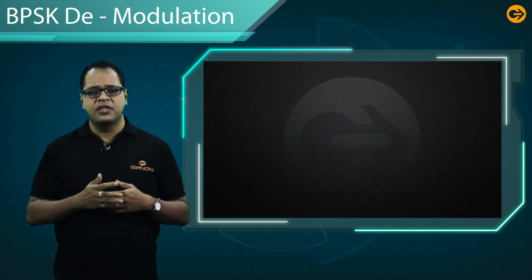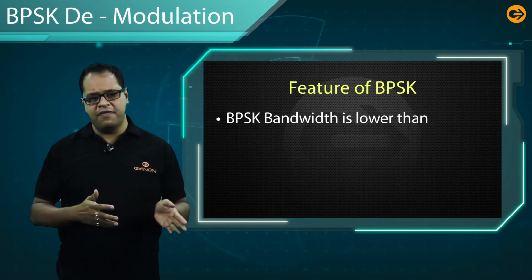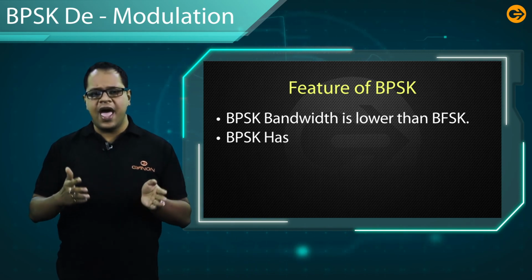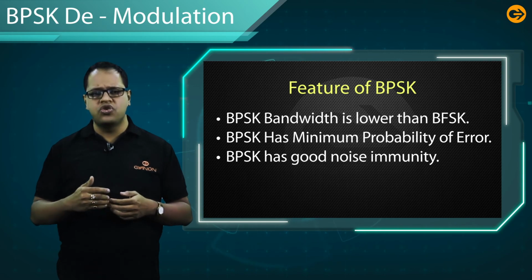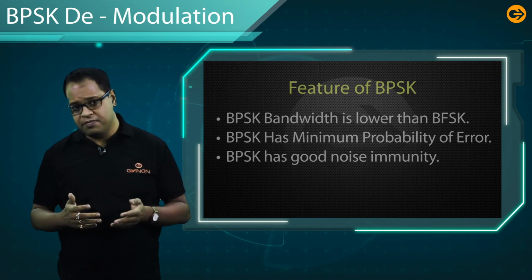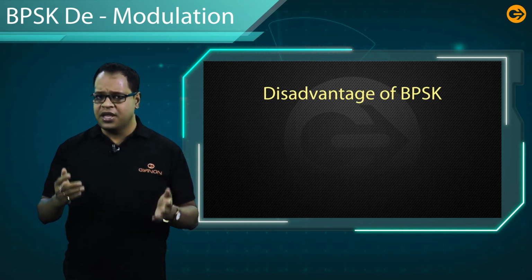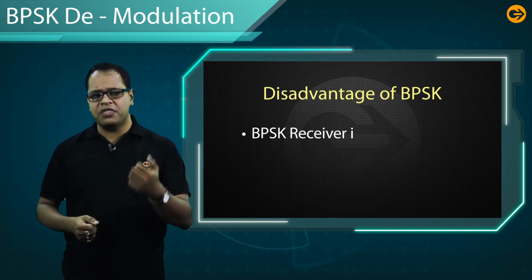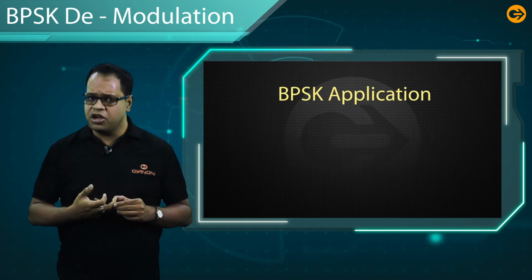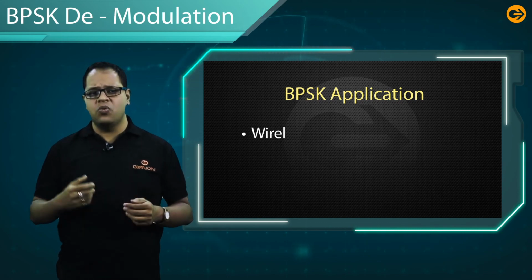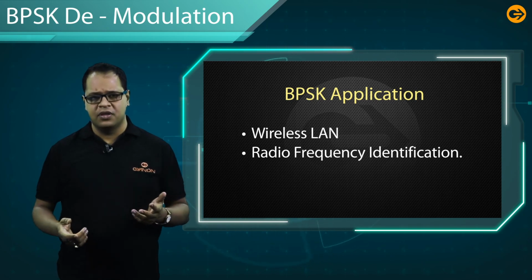Now let us discuss the features of BPSK. BPSK bandwidth is lower than BFSK. BPSK has minimum probability of error. Also, BPSK has good noise immunity. But obviously, BPSK has some disadvantage. What is the disadvantage? Guess? Okay, the BPSK receiver is very complex. Now, let us discuss the application of BPSK. It is applied in wireless LAN and in radio frequency identification, or RFID.